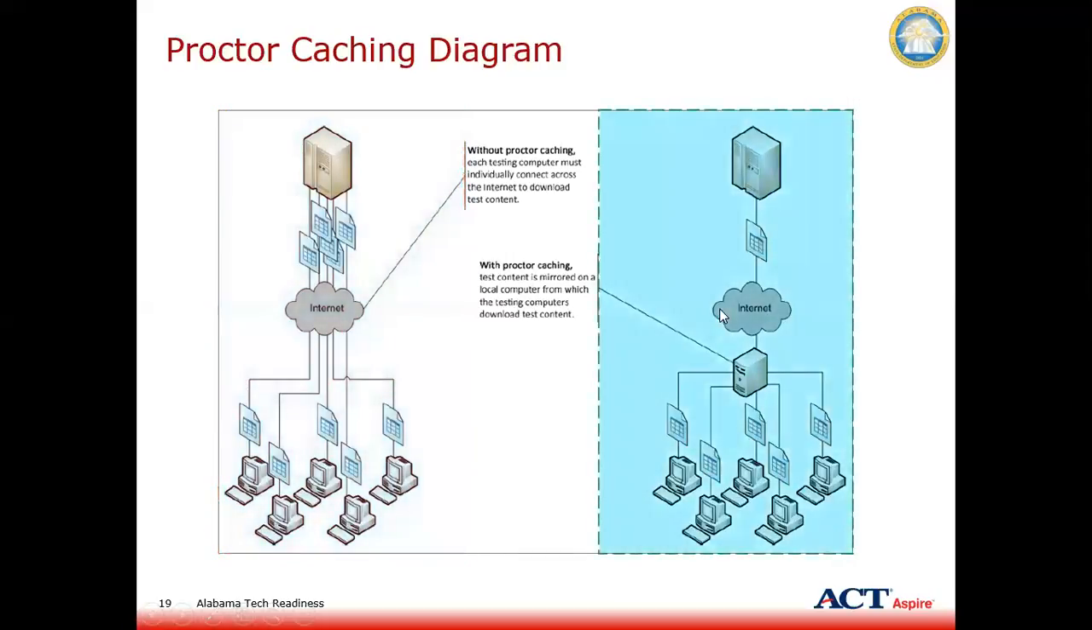So here on the right, we can see a network that is using Proctor caching. So we have, again, our student computers, but in this case, the test content is going to be pulled down once through the internet. It's then going to be stored locally, again, in an encrypted format on the Proctor caching computer. And the Proctor caching computer is then going to use the local area network, your intranet, to deliver the test content to students. So much less activity has to go through the internet.